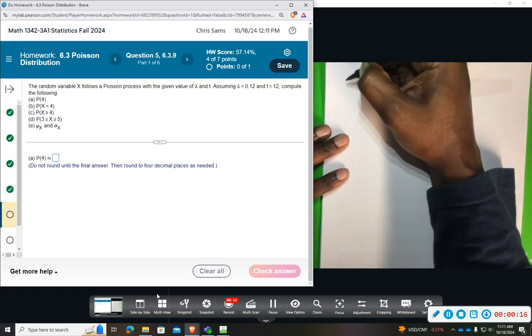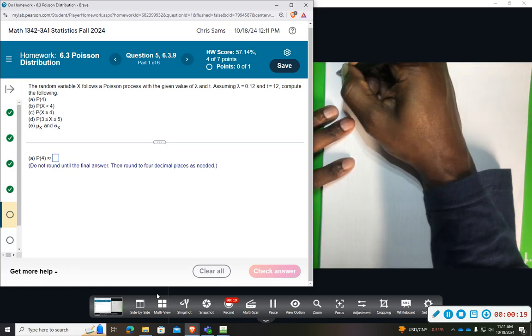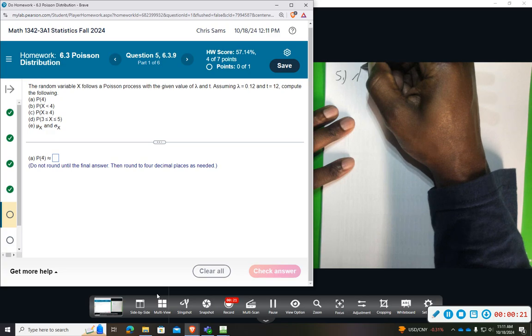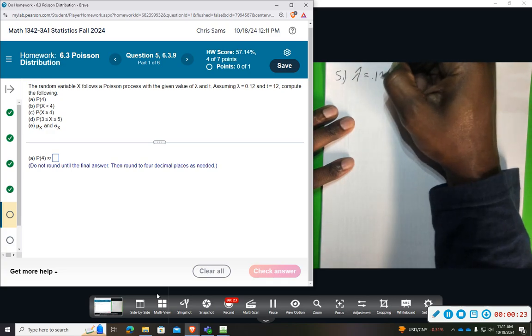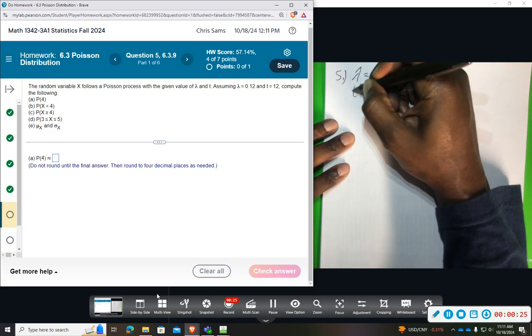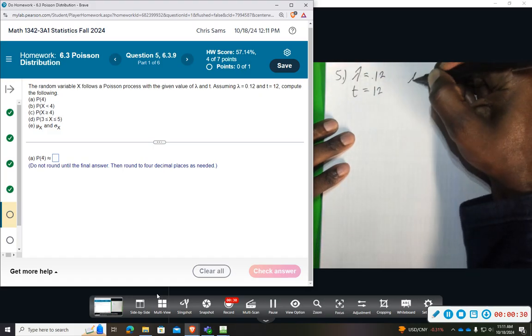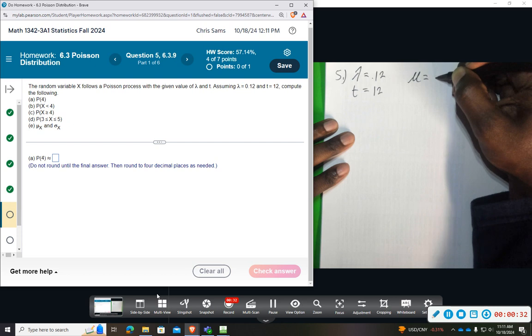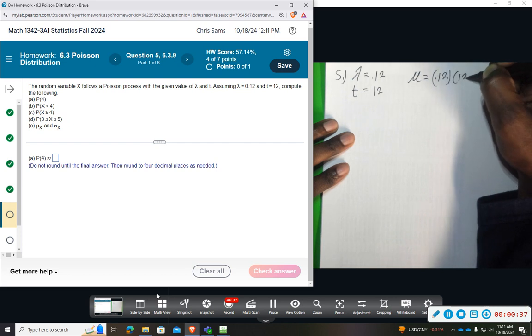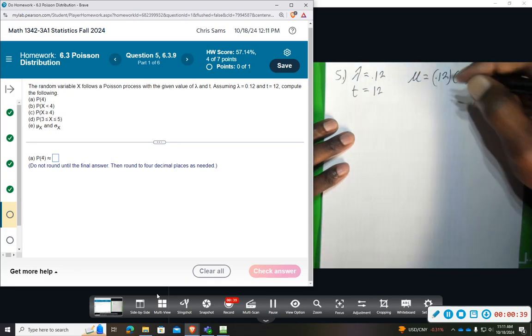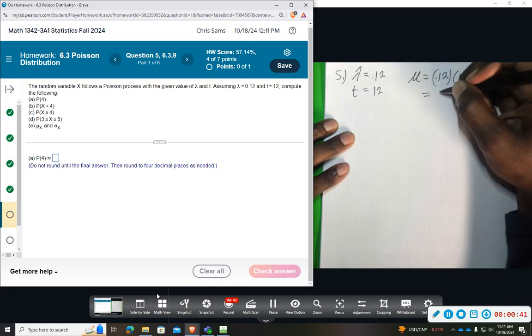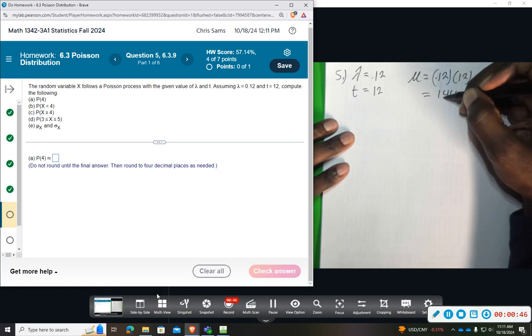So recall we need to find the mean first. This time they give us lambda is 0.12. Number of intervals is 12. So when we find the mean, it's going to be 0.12 times 12, lambda times t. 12 times 12 is 144. We have 2 numbers behind the decimal spot, so move it twice. So we get 1.44.